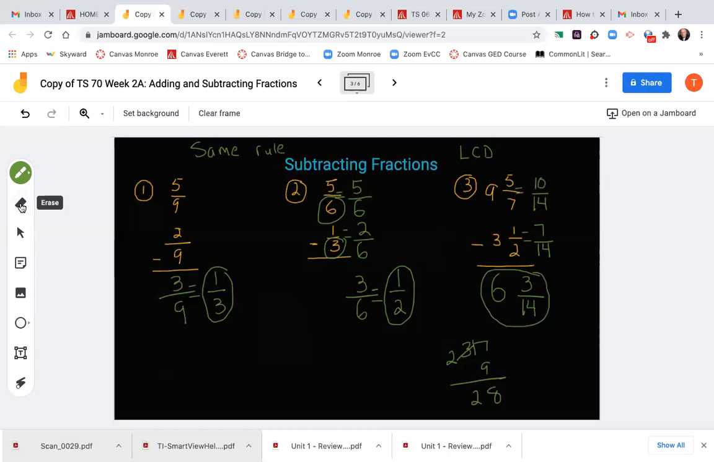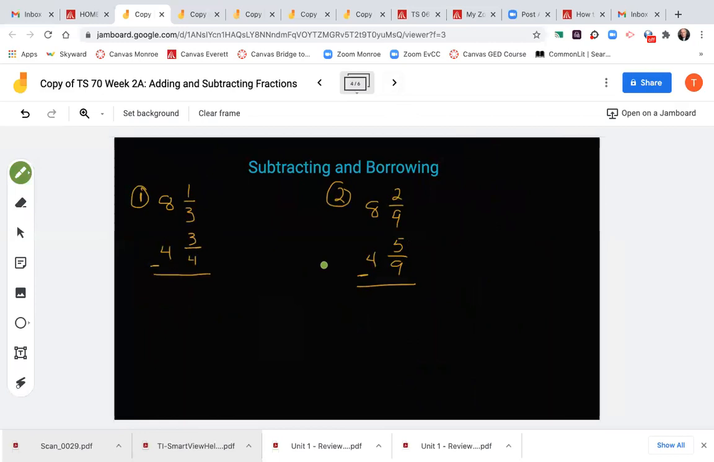Just for the sake of clarity, I'm going to take my eraser, because I don't want you to think this is 63 over 14. I'm going to take my eraser here and go, all right, this is 6 and 3/14. All right. So that's a little bit about subtracting fractions. I'm going to move to subtracting and borrowing.